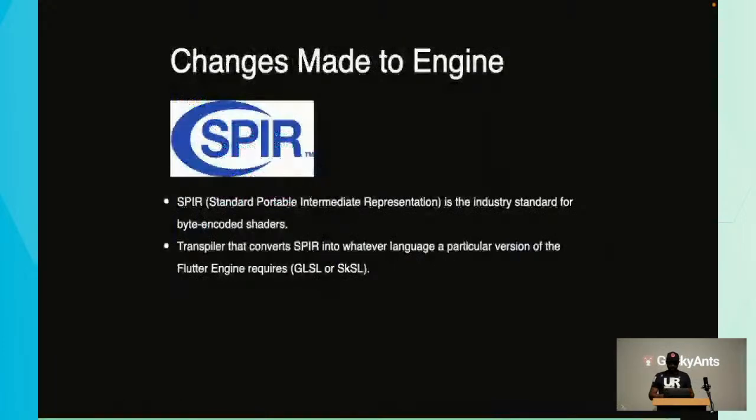Now, when they started making these changes, they had to modify the engine of Flutter, and they took SPIR-V, which is basically the Standard Portable Intermediate Representation. It's an industry standard for bytecode shaders, and they also wrote a transpiler that converts SPIR-V into whatever language a particular version of Flutter engine requires, right? Maybe GLSL or SQL. So now, how exactly this works in Flutter is, when you compile your Flutter code, it takes the GLSL file, right?